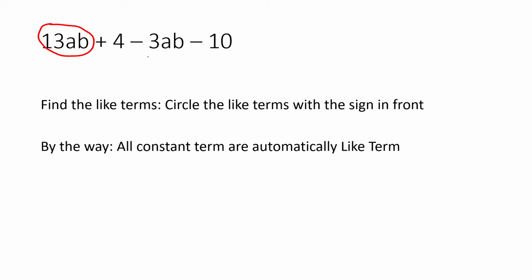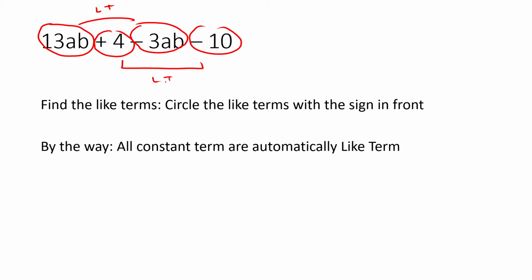Let's move on to the next term, minus 3ab. Do they share the same variable part? One has ab and the other has ab. So yes, they share a variable part, which means those two are like terms. Now, by the way, all constant terms are automatically like terms. So 4 and minus 10 are like terms. Okay, LT means like terms.